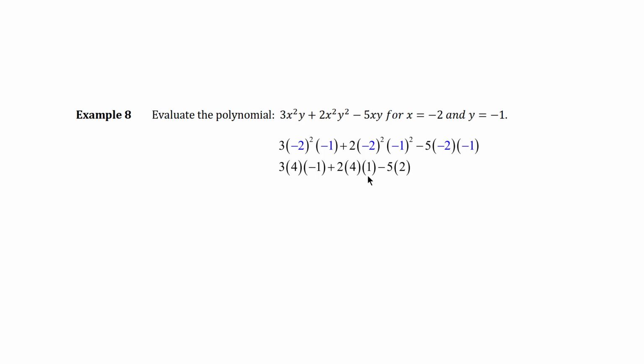Next, I'm going to multiply the 3 times 4 and the -1. This gives us -12. And then multiplying the 2 times 4 times 1 in the middle, this gives us positive 8. And then multiplying the 5 and the 2 at the end, we get -10. The result is -12 + 8 - 10.